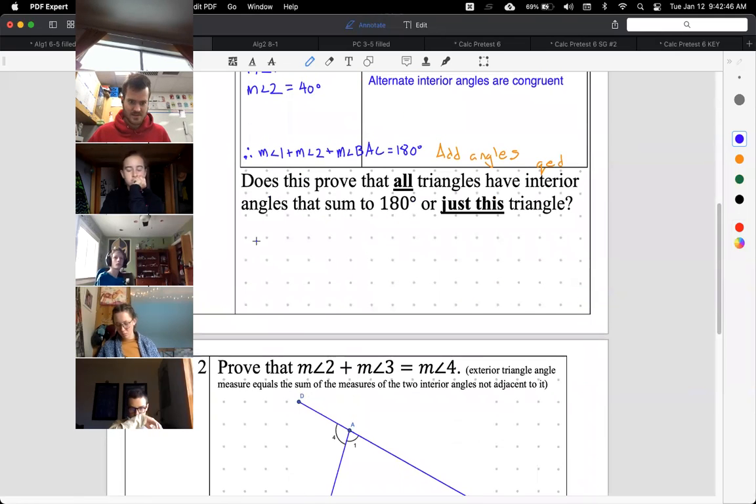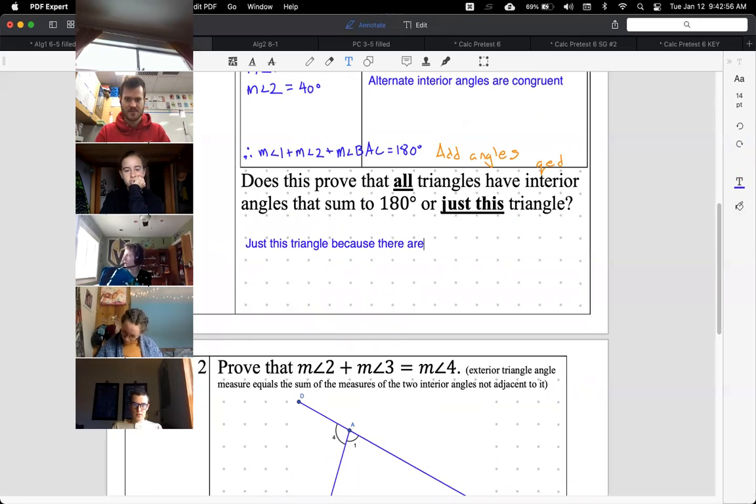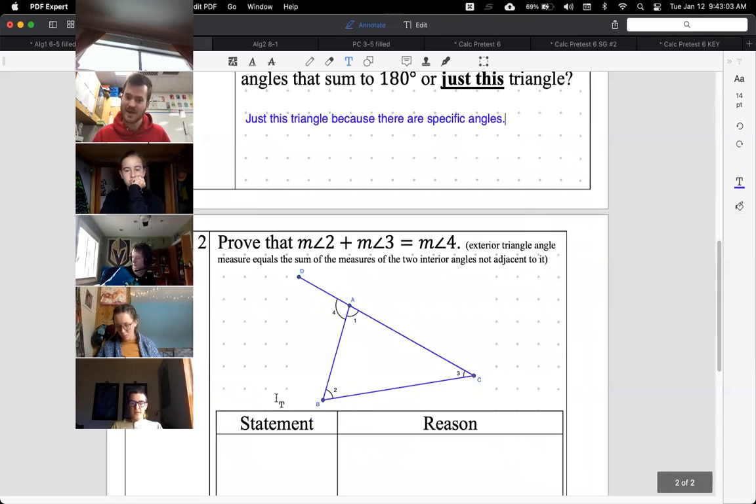I'll write down a note, just this one. Let me type out a more specific answer just in case people are confused. So this works just for this triangle because there are specific angles. And then in the second case, check this out. I don't have any angles.